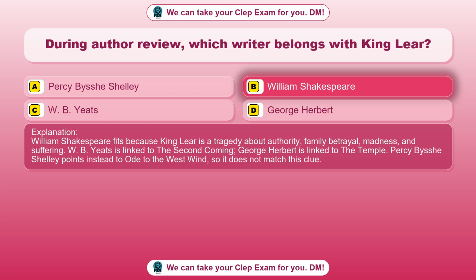William Shakespeare fits because King Lear is a tragedy about authority, family betrayal, madness, and suffering. W. B. Yeats is linked to The Second Coming, George Herbert is linked to The Temple. Percy Bysshe Shelley points instead to Ode to the West Wind, so it does not match this clue.